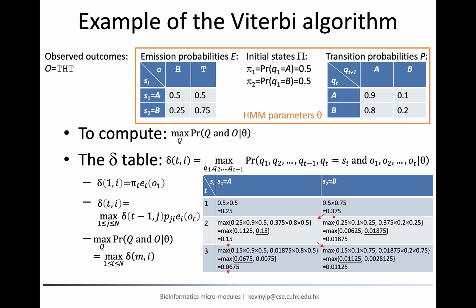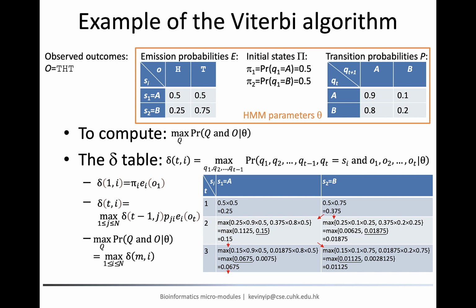The entries in row 1 are first filled in using the initialization formula. Then using these entries, the entries in row 2 are computed. Let's look at the entry for state S1 together. Its final value is the maximum of two values, namely 0.1125 and 0.15. Since 0.15 is larger than 0.1125, we underline this value and record that this value is produced by the entry for state S2 in row 1, which explains the red arrow that points from that entry to this one.